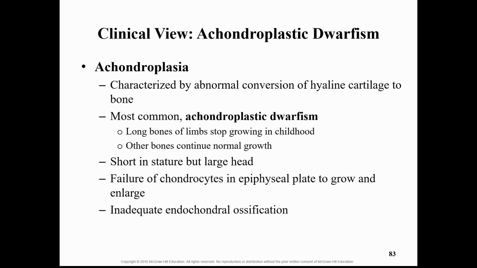So achondroplastic dwarfs tend to have very short, long bones, but their short, flat, and irregular bones are all of normal size because we're using intramembranous ossification and the appositional cartilaginous growth.